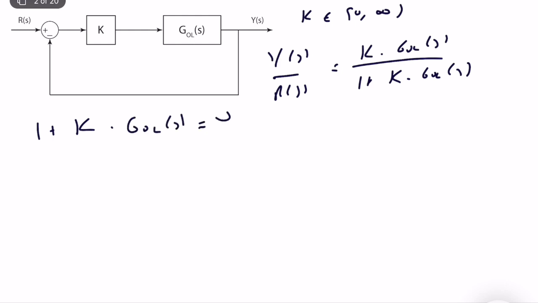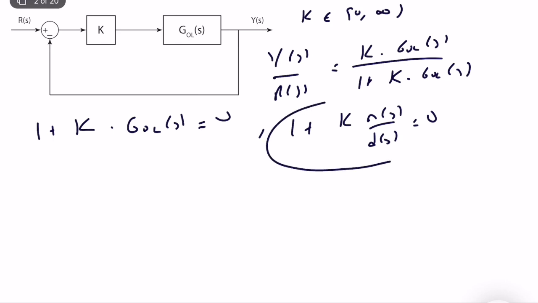1 plus k GOL(s) is equal to 0. We can write GOL(s) in this form, so 1 plus k times n(s) divided by d(s) is equal to 0. For every k, there exists some s which solves this equation, and they're called the poles of the system. In 302, we learned rules such that we can derive the qualitative and quantitative structure of the Root-Locus paths with respect to gain k, which solves this fundamental equation.